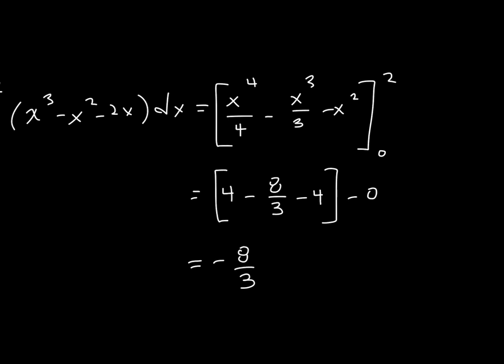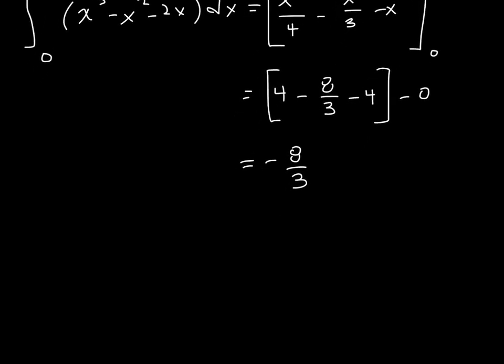So the final answer is the sum of the absolute value of the contributions. And so the total is 37/12. 37/12 is the total area of the region between the x-axis and the graph of our function.